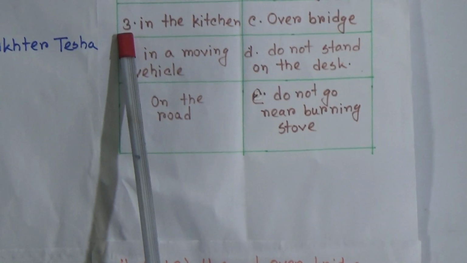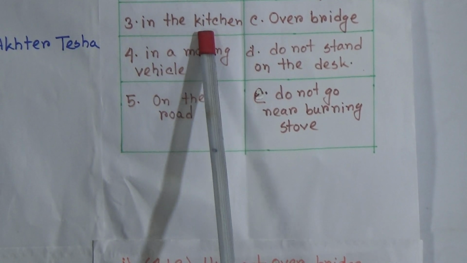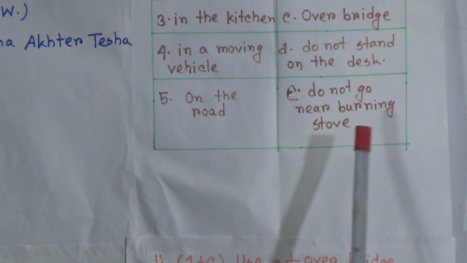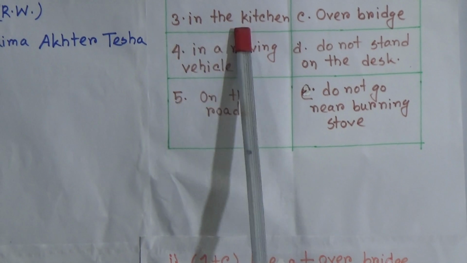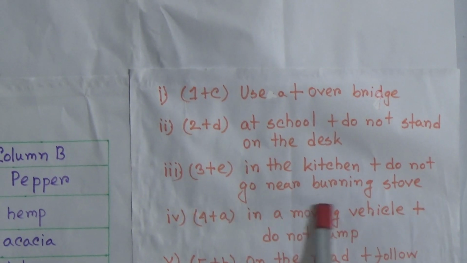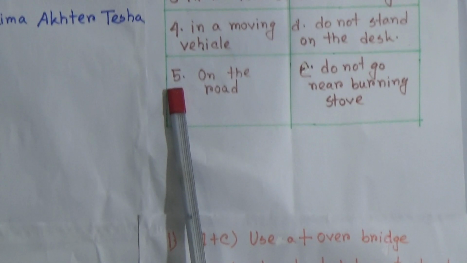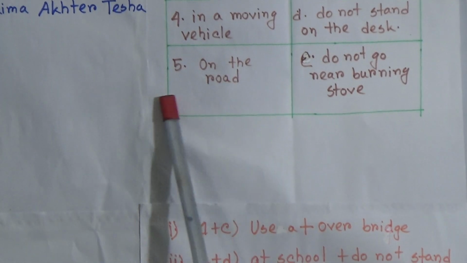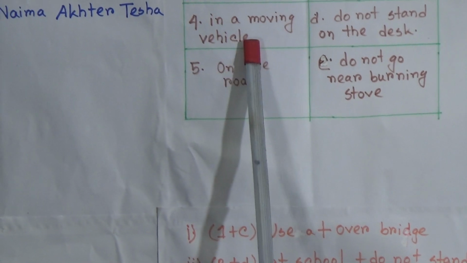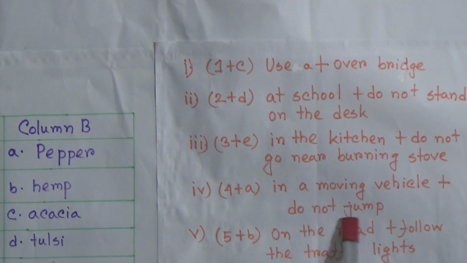Number 3, in the kitchen. In the kitchen, what you can't do? Do not go near the burning stove. 3 plus E. In the kitchen, do not go near the burning stove. Number 4, in a moving vehicle. In a moving vehicle, what you can't do? Do not jump. That means 4 with A. In a moving vehicle, do not jump.